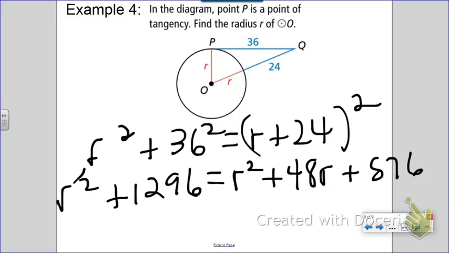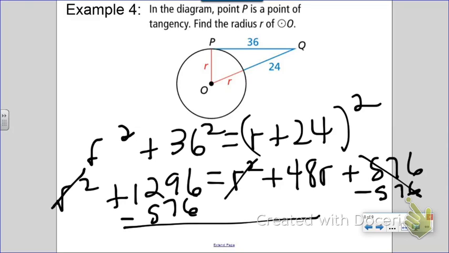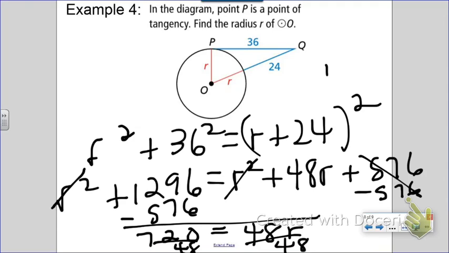Combine like terms, the r squareds are going to go away. If we bring the 576 to the left, and then divide, we get r equals 15.